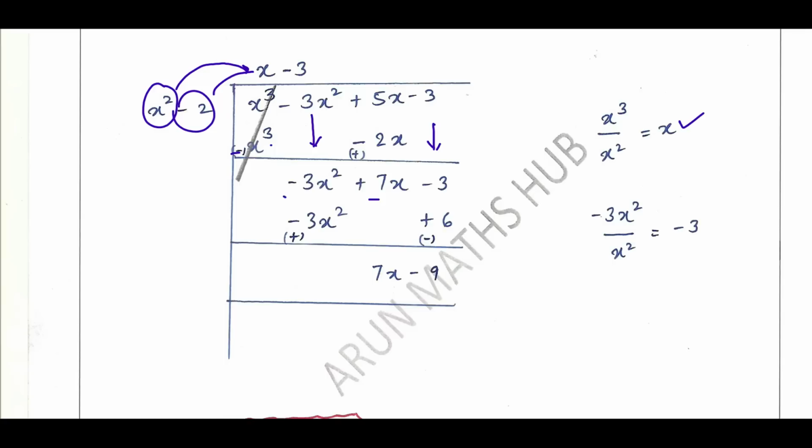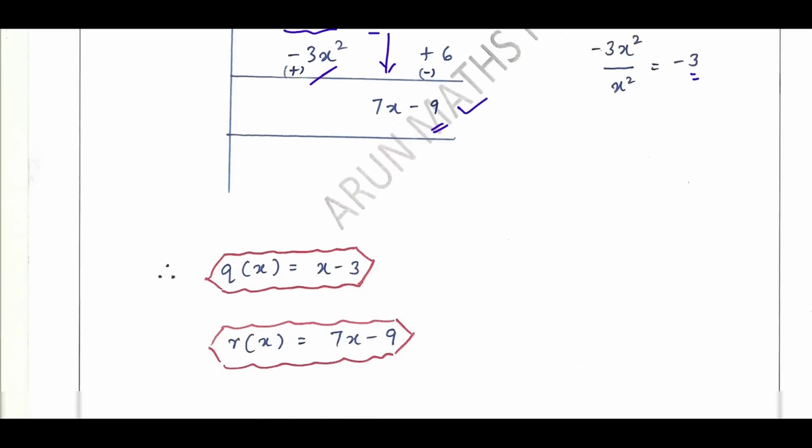Now take the first term and divide it by the first term of g of x. What we get is minus 3. Multiply by minus 3 now. x square into minus 3 is minus 3x square, minus 2 into minus 3 is plus 6. Now plus 3x square and minus 3x square will cancel out. 7x as it is. Minus 3 minus 6 is minus 9. Therefore the quotient is x minus 3 and the remainder is 7x minus 9.